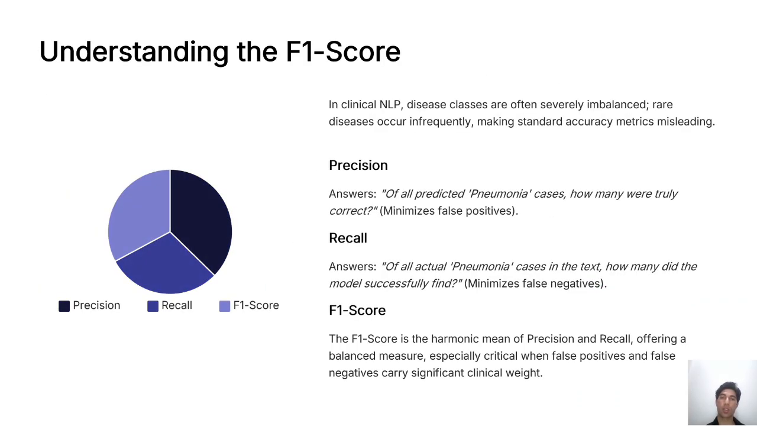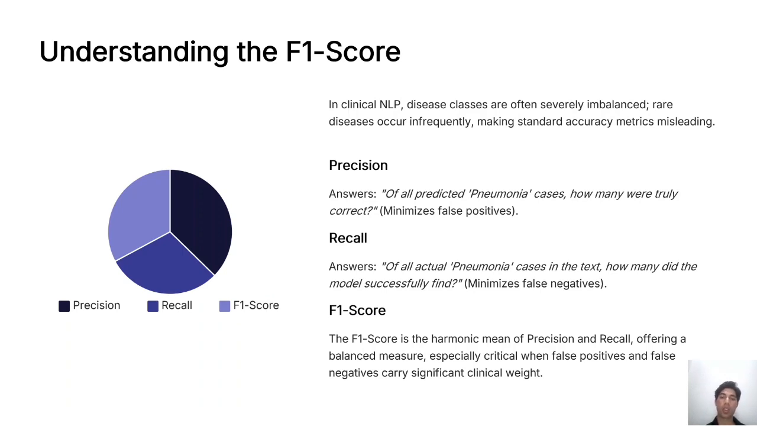So first we have the F1 score. In the F1 score, two things come into discussion. First we have precision, then recall. Precision basically answers the question: of all predicted pneumonia cases, those the model predicted to have pneumonia, how many were truly correct. Thus, it minimizes false positives. Then recall answers the question: of all actual pneumonia cases in the data, how many did the model successfully find. So it minimizes false negatives.